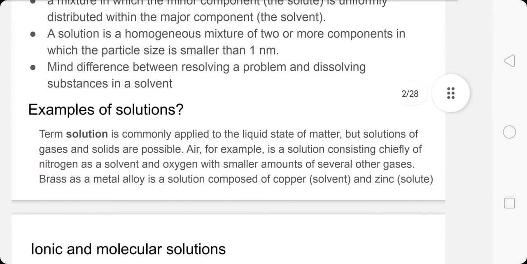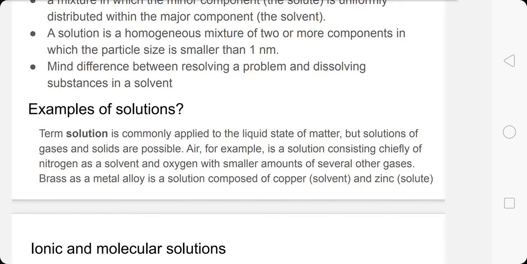Okay, examples of solutions. The term solution is commonly applied to the liquid state of matter, but solutions of gases and solids are possible. Air, for example, is a solution consisting chiefly of nitrogen as a solvent and oxygen with smaller amounts of several other gases. Brass is a metal alloy, and this is a solution composed of copper as solvent and zinc as solute.